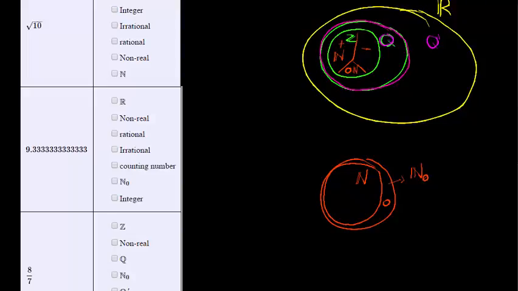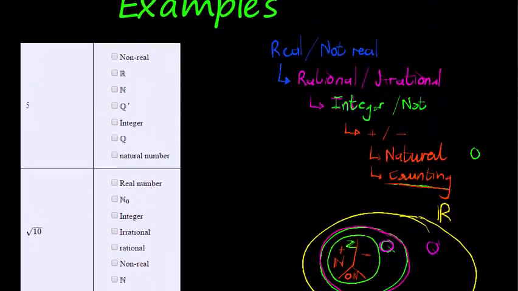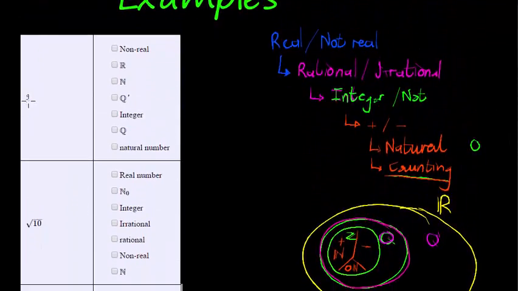Okay, so let's quickly look at a few examples on how we would actually do this. The number 5: we go from the outside in. Is the number 5 a real number? Yes, it's a real number. A non-real number would be the square root of a negative number. If it's real, is it rational or irrational? The only numbers that are irrational that we're going to look at are numbers like pi and the roots that do not simplify into perfect roots.